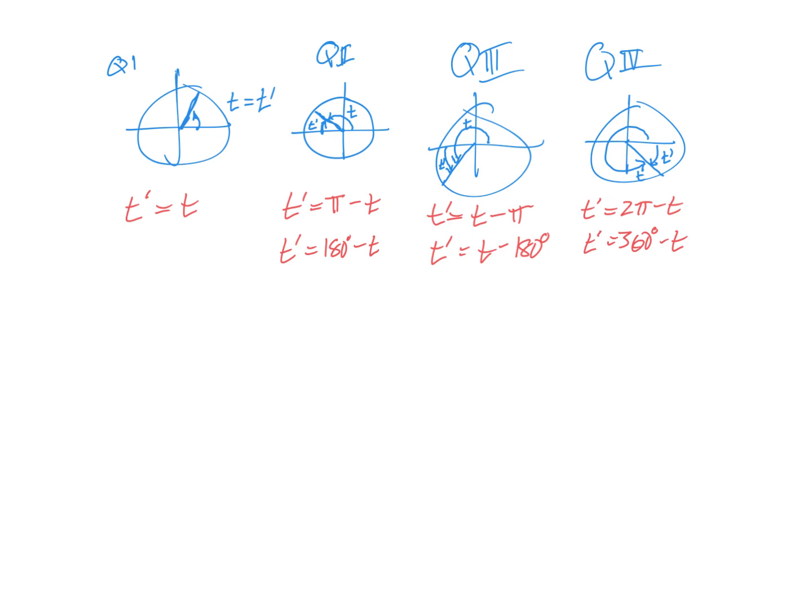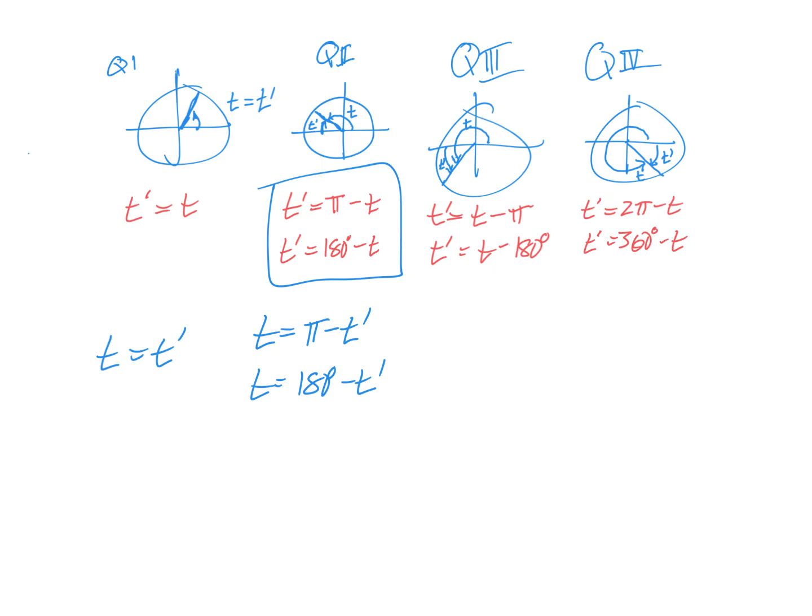So if we say that our reference angle was t prime and we're in quadrant 1, then we'll have the same thing. T is just t prime. If we're in quadrant 2, solving for t, we end up with t is pi minus t prime, or t is 180 degrees minus t prime.